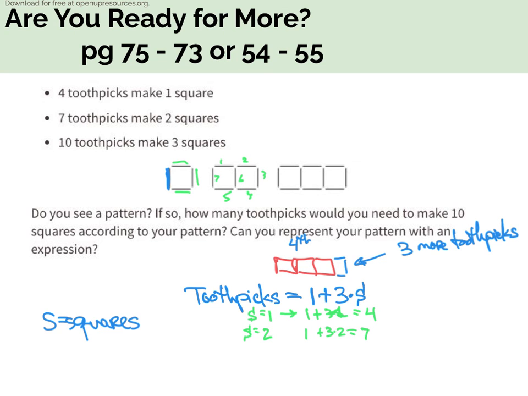Okay? So for 10 squares, I need 10. Let's put it in there. 3 times 10 is 30, plus 1 is 31. So I will need 31 toothpicks to make 10 squares in a row if I'm following that pattern. So that just gets our brains thinking about math for today.